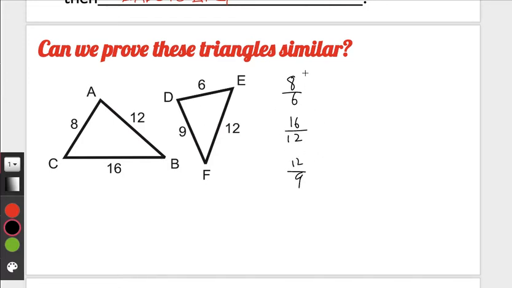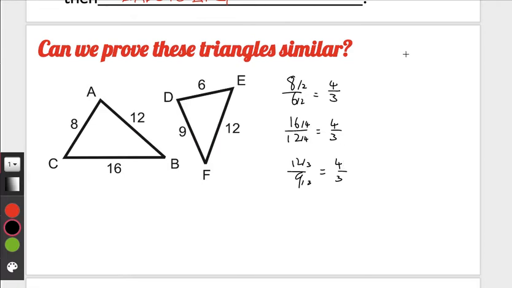So how do we compare the ratios here? I'm going to show you two ways. One way is to simplify each fraction to see if they're equal. 8 over 6 and 16 over 12 are both even numbers, so I divide by 2, and get 4 over 3. 16 over 12 has 4 as a factor, so it's 4 over 3. This is a very good sign. And 12 over 9, both divided by 3, is also 4 over 3. So as you can see, they are all equal to the same ratio.